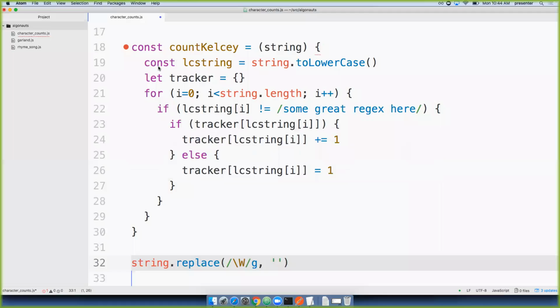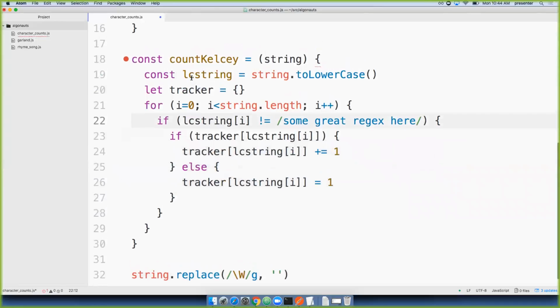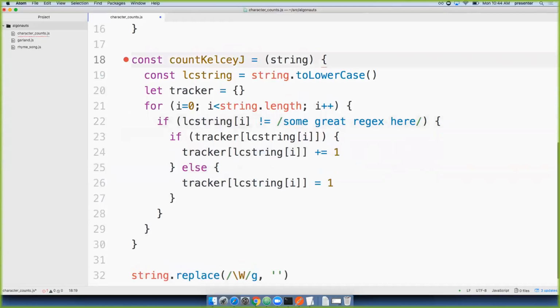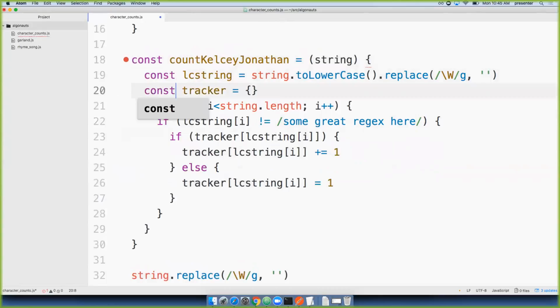Let's talk just a little bit about this. So now we can do the Kelsey-Jonathan merge model, and check that out, right? We can chain those. And then you never do reset tracker, so I'm going to make that a const. You do tracker like this.